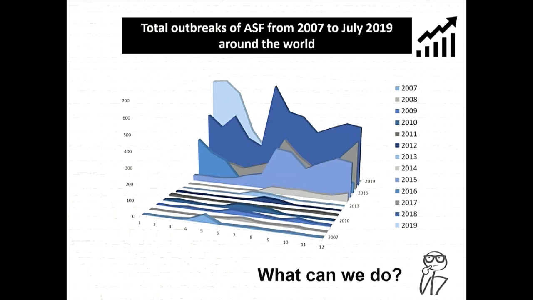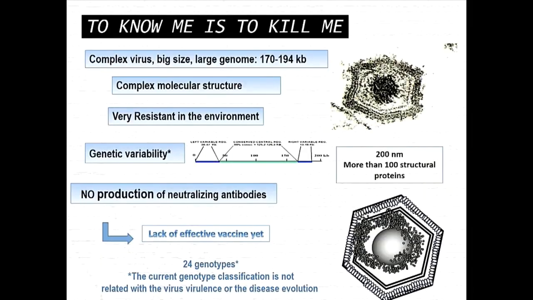The most important thing is to know the disease. That's why I want to spend a few minutes to tell you what exactly the main points of this disease are. That's why I call this, to know me is to kill me. I know people say, to know me is to love me, but I think that when you fight against a virus, it's very important to know the virus well. If you want to win the game with ASF, you should know ASF. And as I told you, many people don't know it so far.